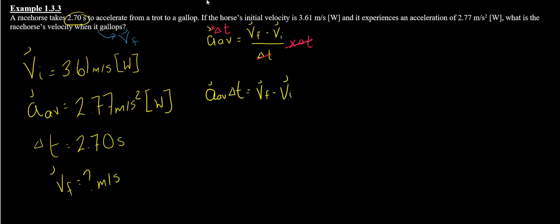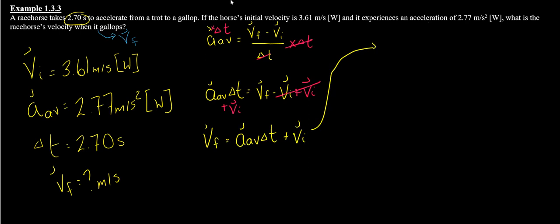Okay, remember again, we're looking for that final velocity. We subtract initial on this side, so to get rid of it on the right side, I then have to add the initial velocity, and I'm going to do the same thing to the left side of the equation. So that means my final velocity is now average acceleration times time plus the initial velocity of the object.